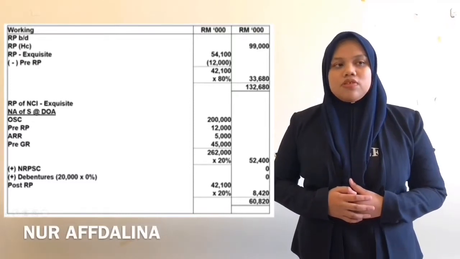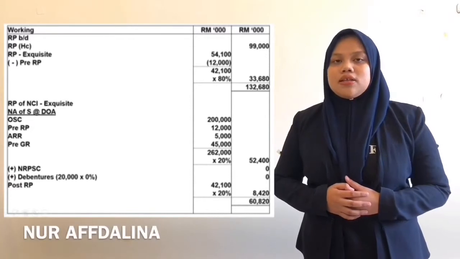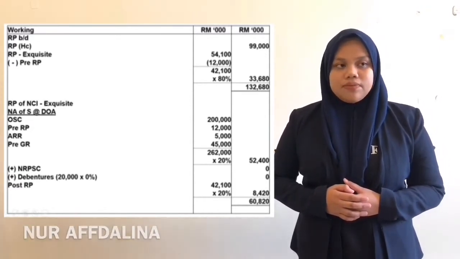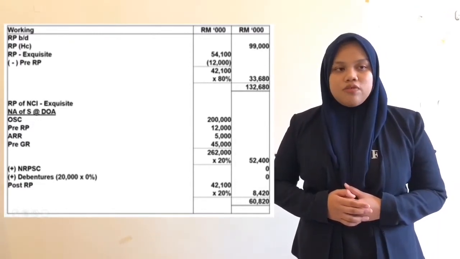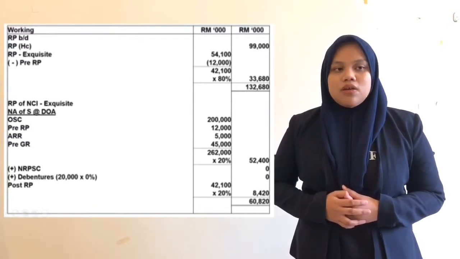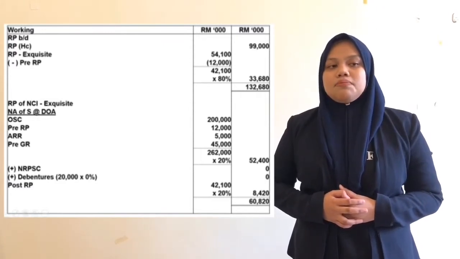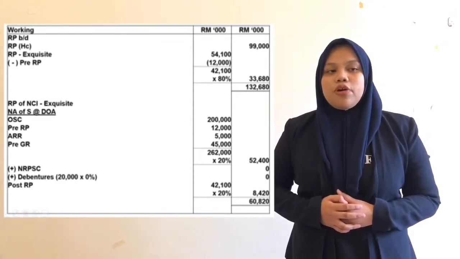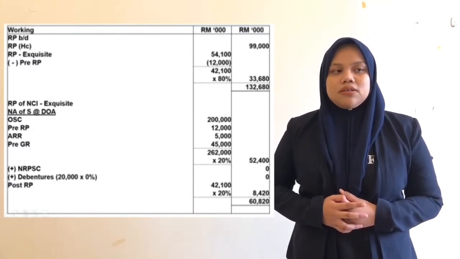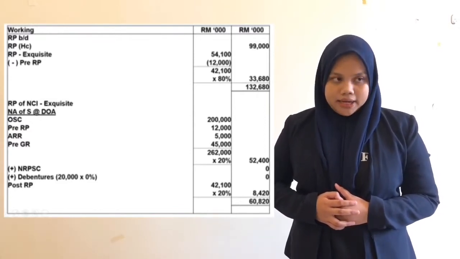Question 1E. Consolidated statement of changes in equity of Bios and Triberhide for the year ended 31st December 2018. Balance b/d for the group retained profit, which is retained profit as per SOFP, 54.1 million, minus pre-acquisition retained profit 12 million, and then we get 42.1 million. Then the proportion is 80%. Then we get 33.68 million. And retained profit of holding company plus this, and then we get 132.68 million.